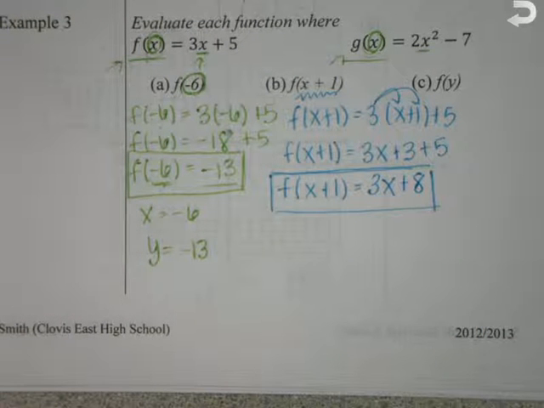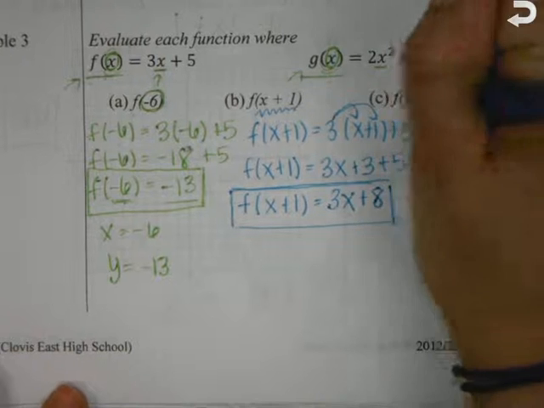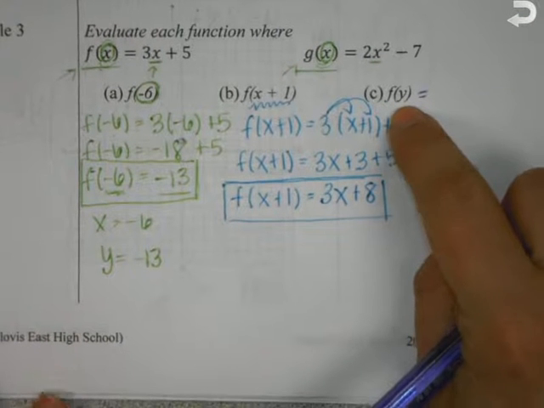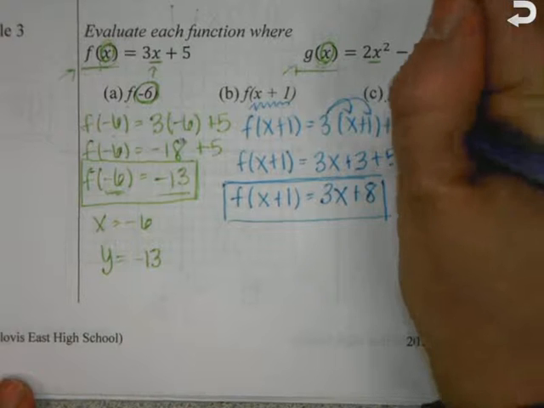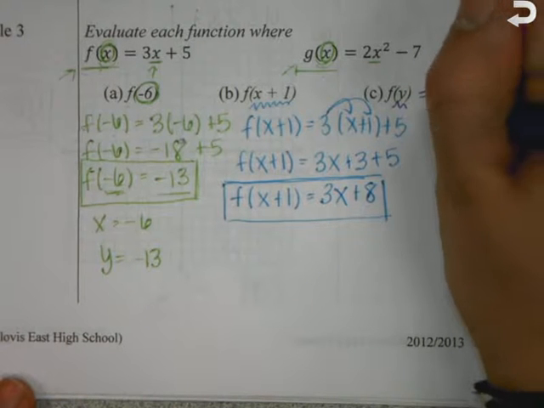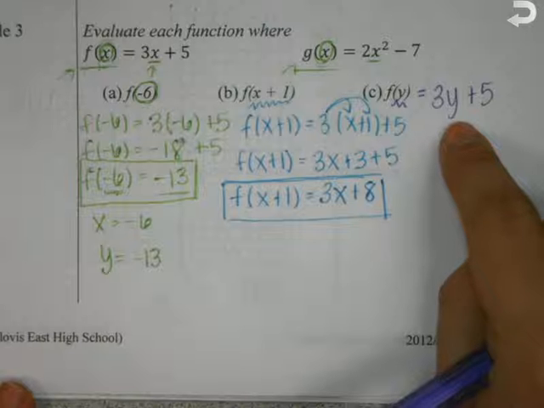Okay, so what about part C? I have f of y. What am I going to plug in for x? Y. So what would the expression come out to? 3y plus 5. Can I simplify that anymore? Nope, so that's your answer. So in this case, we just replaced x with y. That's all we did.